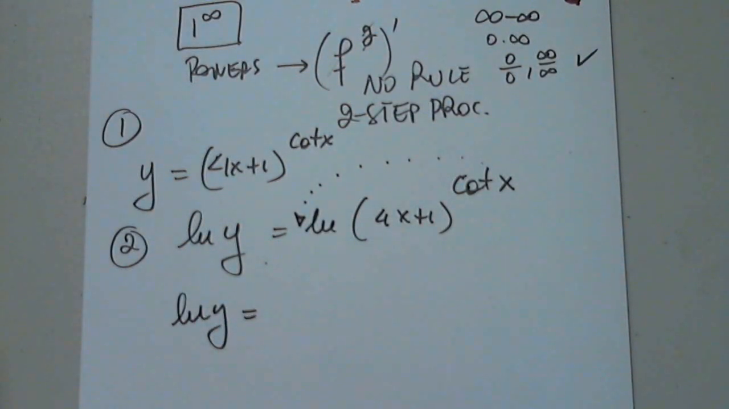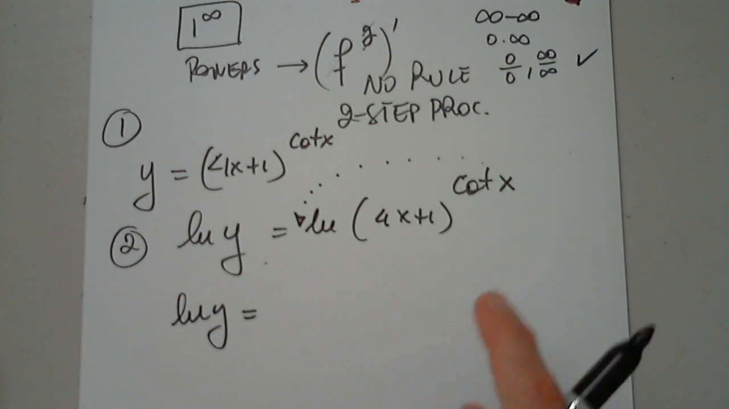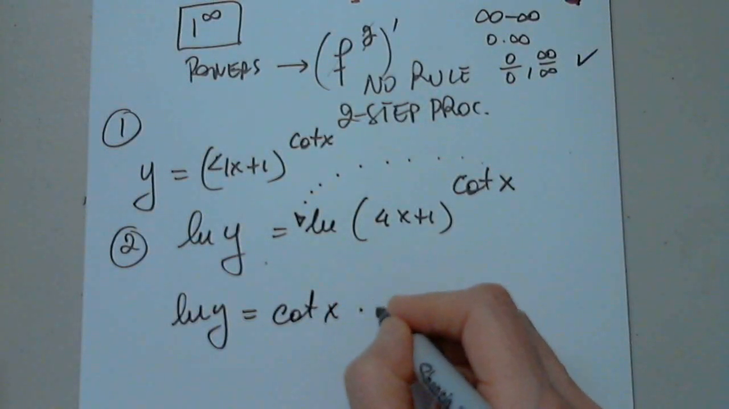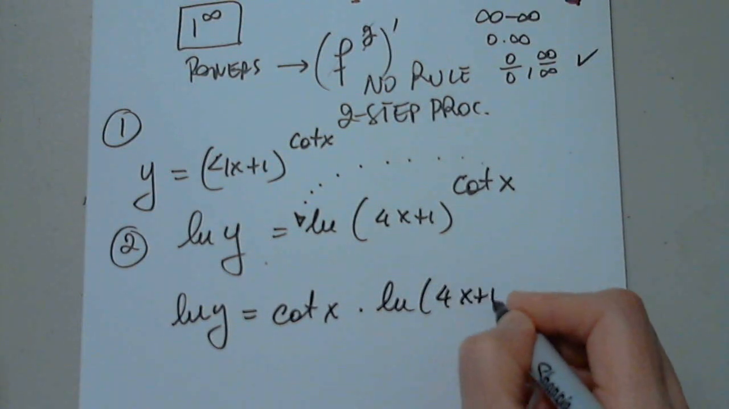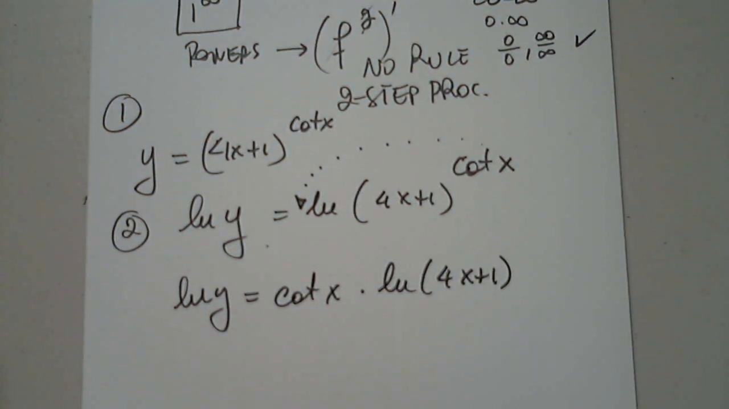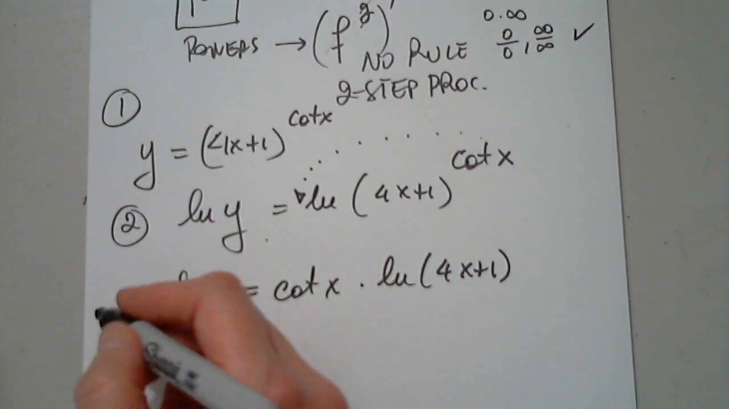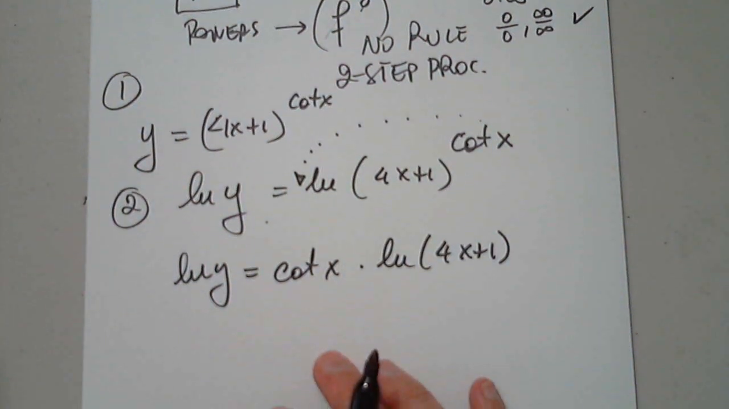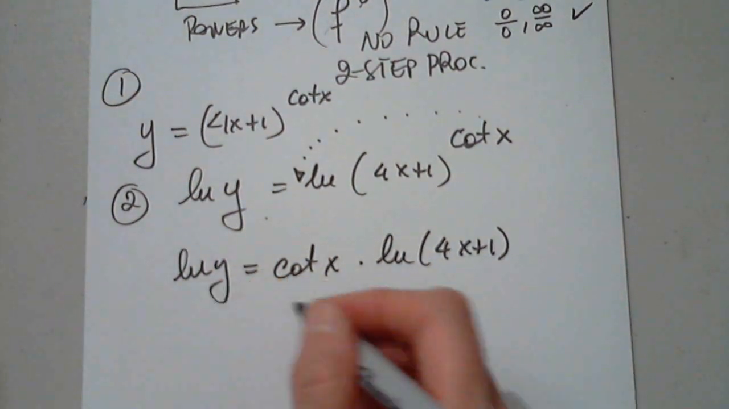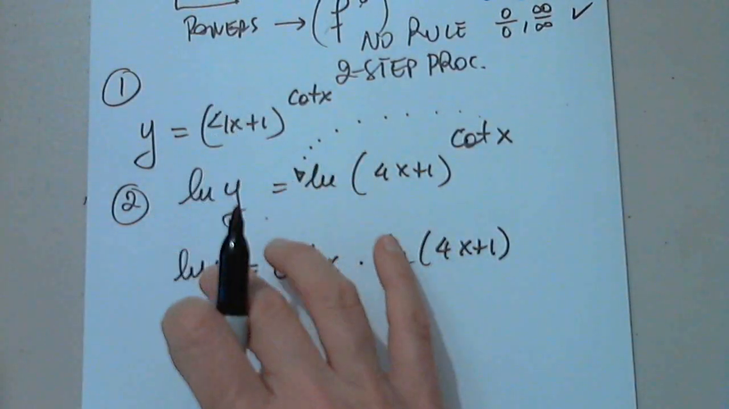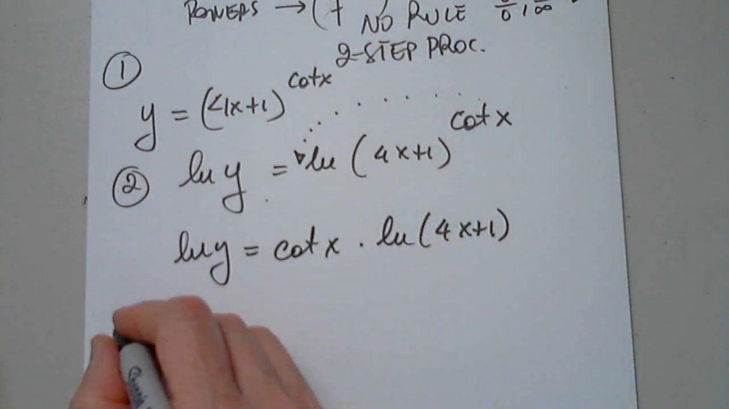Natural log y equals cotangent x times natural log. Good. That's all one step though, right? That is applying the log. You can consider step 3 if that's what you want. It doesn't matter. Or you can consider step 2a, 2b. Number 3.